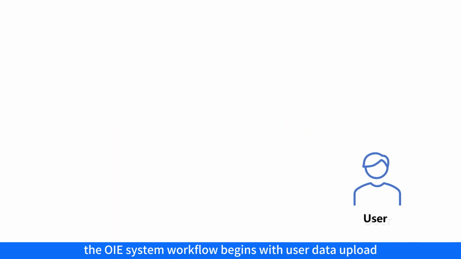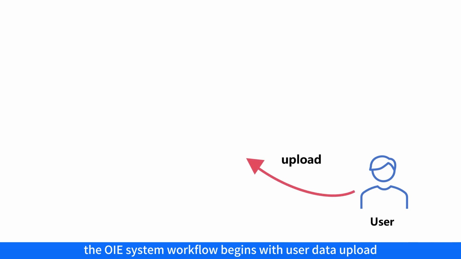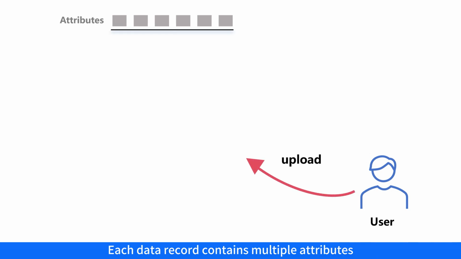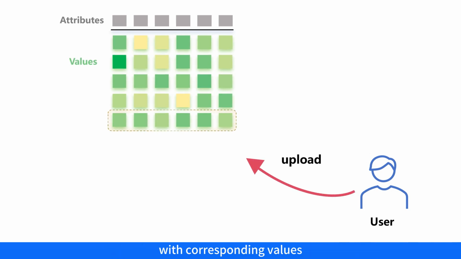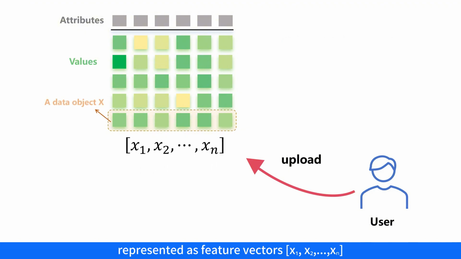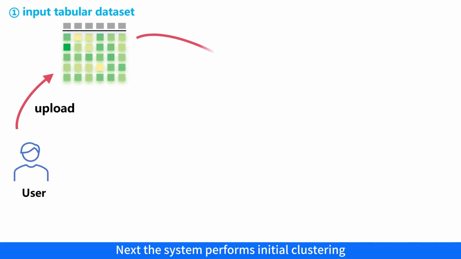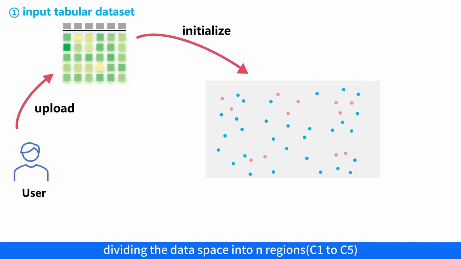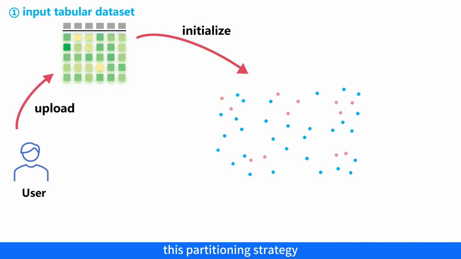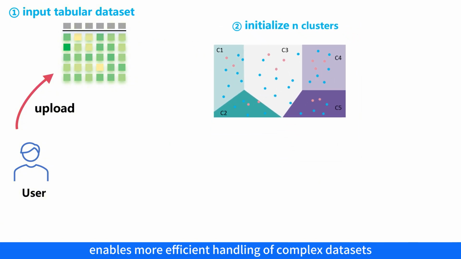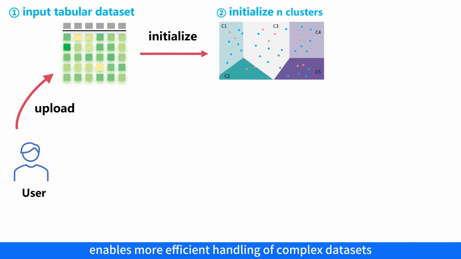The OIE system workflow begins with user data upload. Each data record contains multiple attributes with corresponding values, represented as feature vectors x1, x2, xn. Next, the system performs initial clustering, dividing the data space into n regions. This partitioning strategy enables more efficient handling of complex datasets.